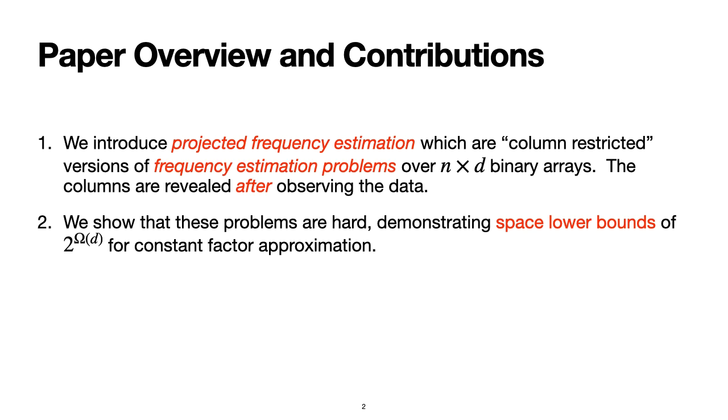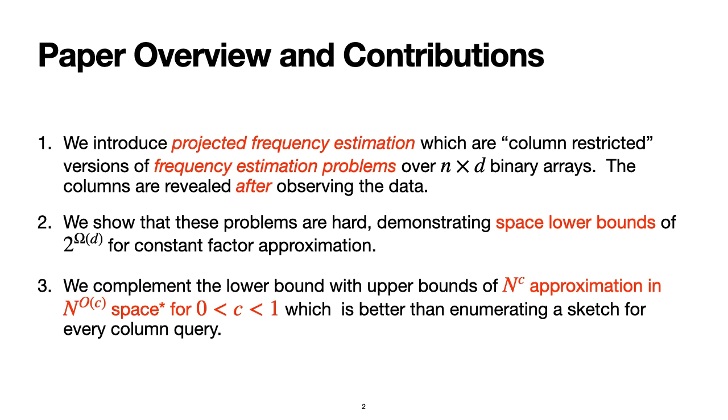Secondly, we show that these problems are hard. Typically, they require 2 to the omega d space for constant factor approximation. However, we also complement these lower bounds with upper bounds that are polynomial approximations, in n to the order c space. Here, c can be thought of as being a small constant. This is better than enumerating a sketch for every column query.